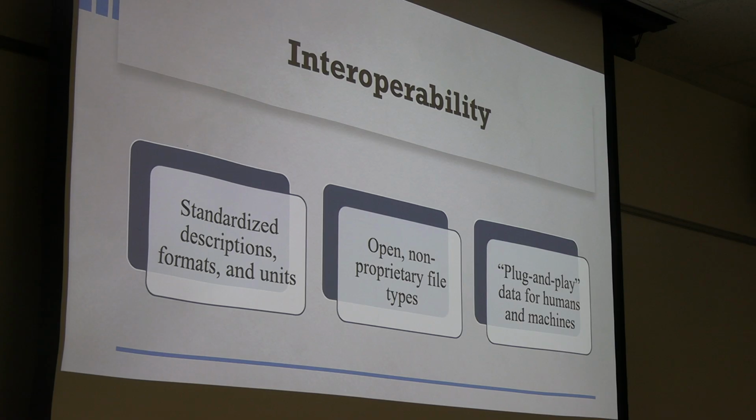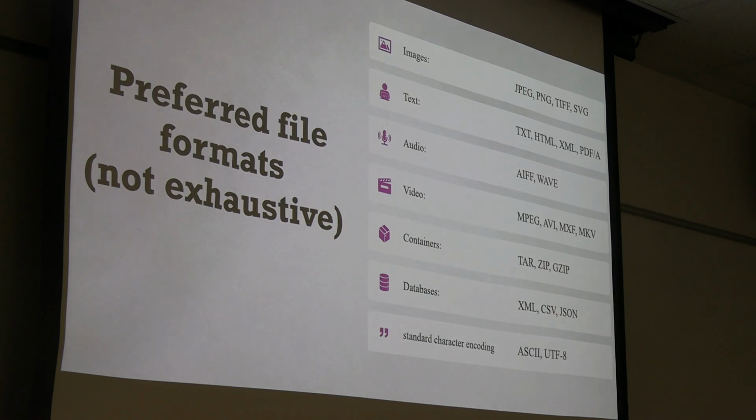So to provide some context for that, interoperability is when your data can talk to other systems. This matters for discovery, reuse, and long-term preservation. So open formats, common vocabularies, and standard units are going to help with that. Here are some file formats that are going to promote long-term access and reuse. They are widely adopted, non-proprietary, and don't require special software to open. So if you're ever in doubt, these are your go-to guidelines.